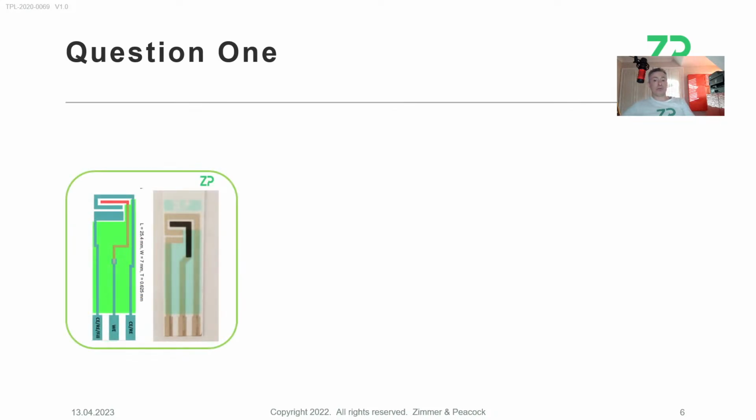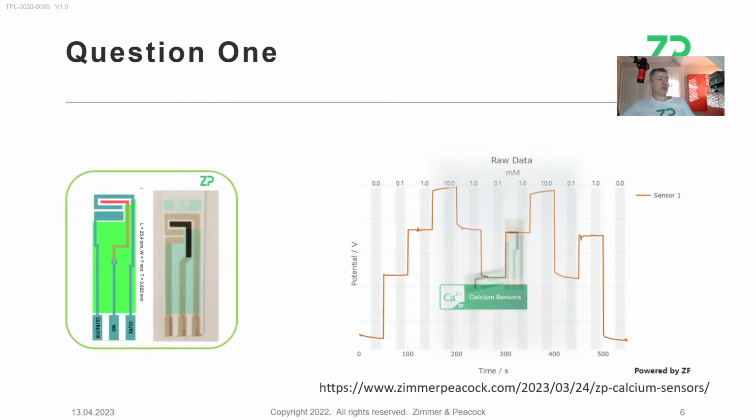So question number one really was, we do have these sensors. They're in a very specific kind of form factor. Again, if you see a link, then I will have linked to it. This one is particularly the calcium sensor. So we do have these sensors. They're kind of printed 2D structures, and this calcium sensor works really well.